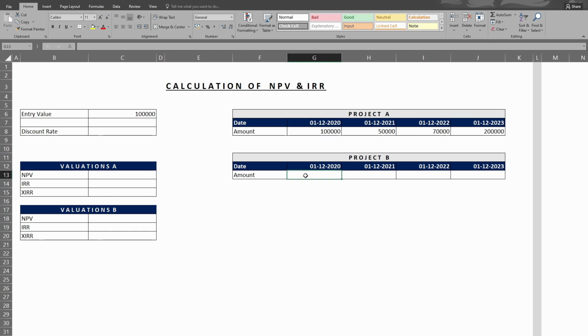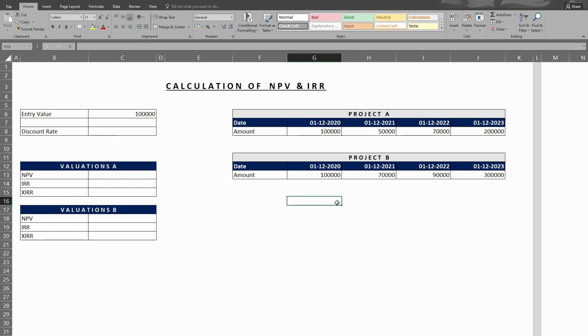We assume we have 1 lakh rupees. All right, now let's assume the cash flows. Project B will give a return of 70,000 in the first year, then 90,000 in the second year, and after 2 years, in the third year, we will sell the business, let us assume for 3 lakh. So these are the cash flow structures of the two projects, project A and project B.